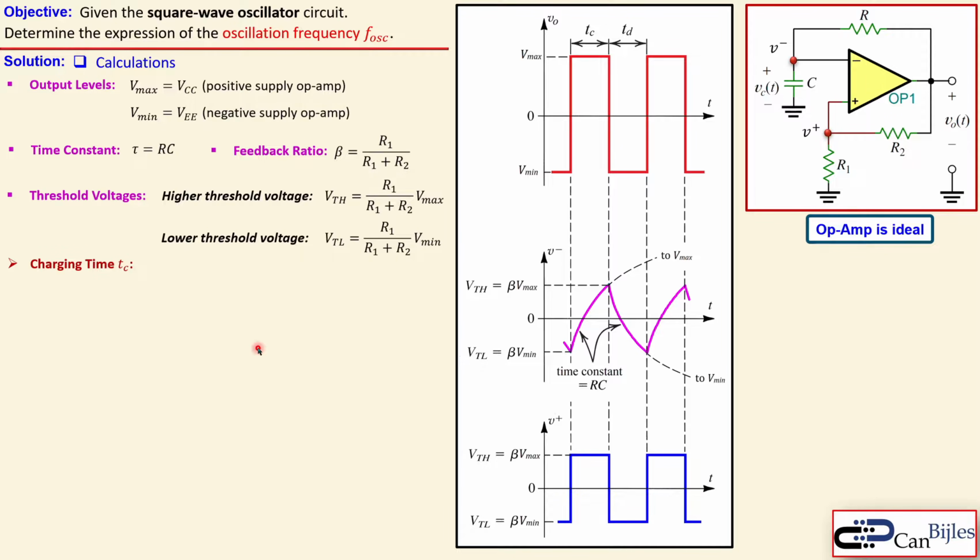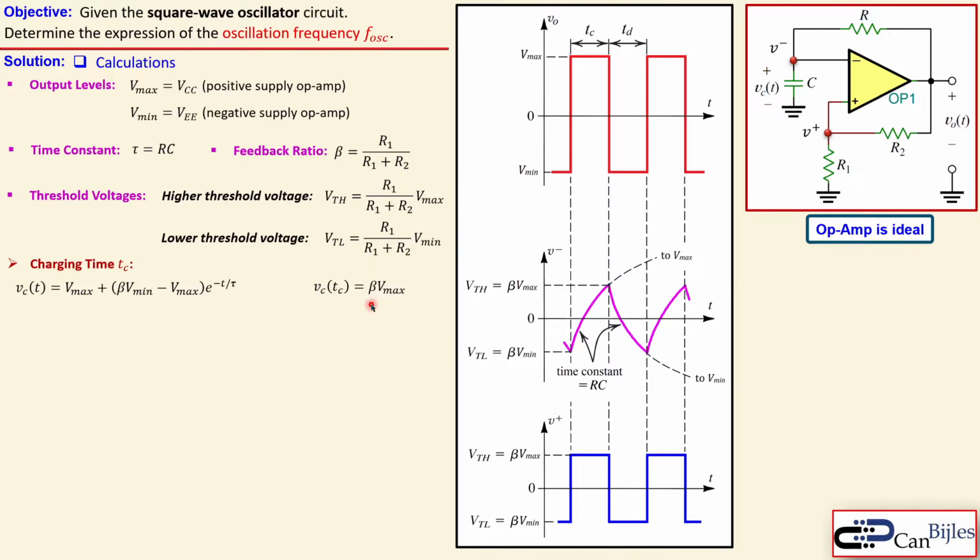Now, the general step response of a first order RC circuit can be used to set up the equation here. That's shown here. The capacitor voltage is given by this expression, where you see the final value, which is approaching that one, the initial value, which is beta times Vmin because it's starting there, and then minus the final value times e to the power minus t over tau. So you see three parameters: time constant, final value, and initial value.